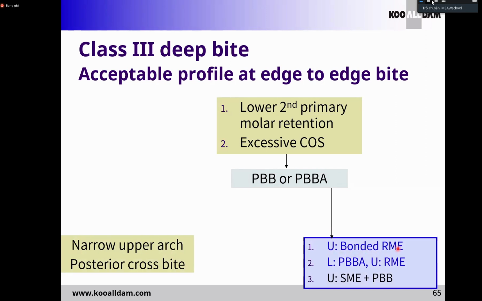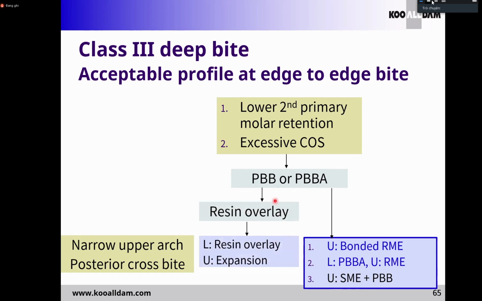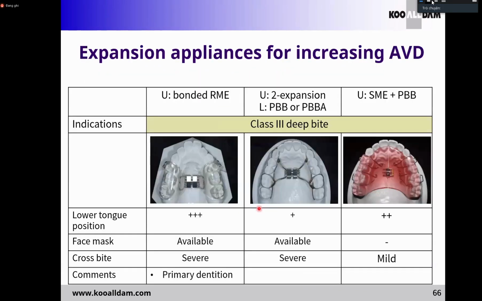First, upper banded RME. Second, lower posterior PBBA and upper RME. Third, upper SME with PBB. After using PBB or PBBA, we may change to resin overlay. So these are the main expansion plans for early orthodontic treatment.